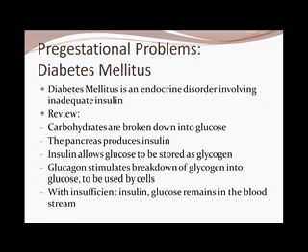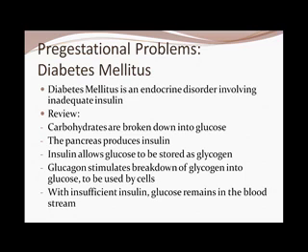As a review, carbohydrates are eaten, and they're broken down into glucose. The pancreas produces insulin, and this allows that glucose to be stored as glycogen. Glucagon then stimulates the breakdown of glycogen when blood sugar levels get low into glucose again, and then this can be used by the cells. This is the normal process. However, when there's insufficient insulin, the glucose remains in the bloodstream.